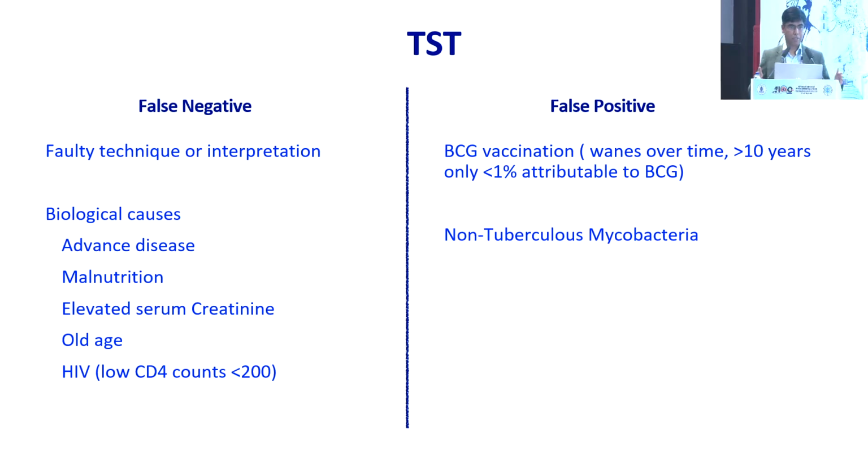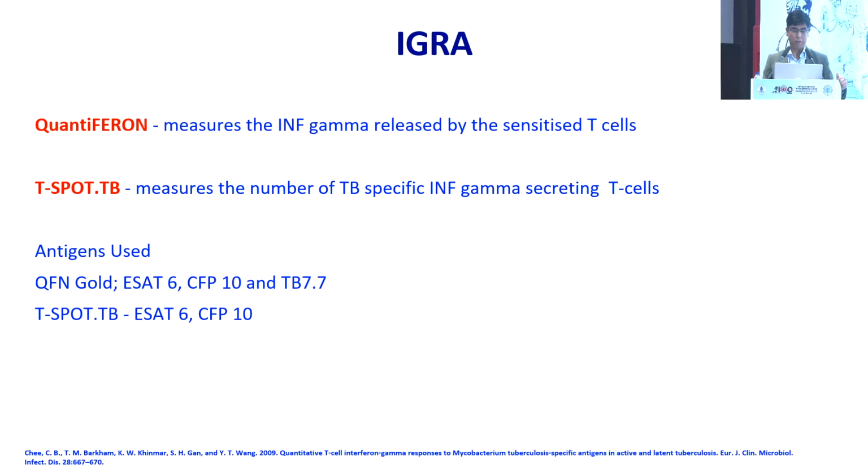There are a lot of situations where these tests can be negative because of the technique and interpretation of the test, as well as a lot of biological causes, even if the patient has ocular TB. These tests are affected by BCG vaccination, although this is very rare, and after 10 years of vaccination, almost none of the positivity is because of vaccination. Other non-tubercular mycobacteria can also give a false positive TST. So these things have to be kept in mind.